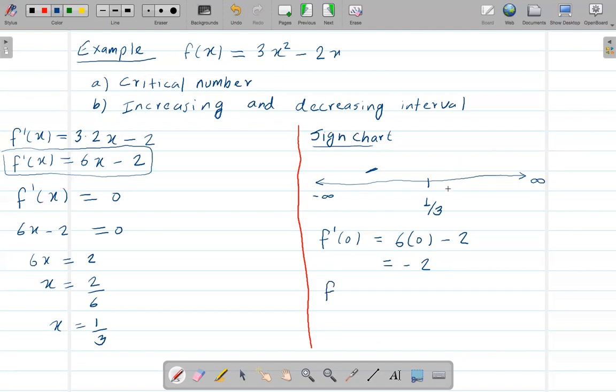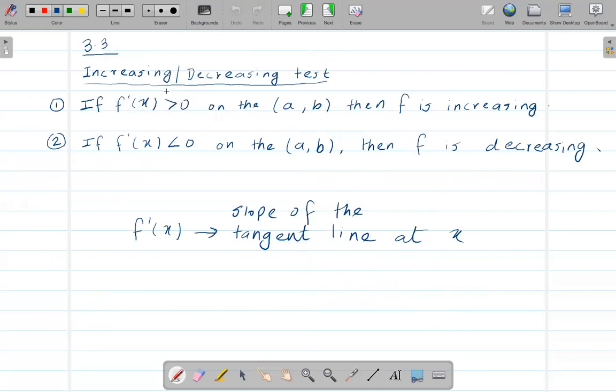Similarly, let's pick any point in this region. Let's just pick 1, which gives 6 times 1 minus 2, and here you'll get positive 4. You'll get this positive. So if you get negative, this is a decreasing region. If you get positive, this is an increasing region. If you get positive, it's increasing. If you get negative, it's decreasing.